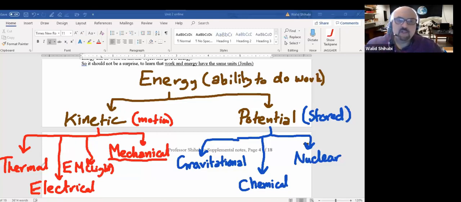We can actually put all types of energy in one of those 7 categories: thermal kinetic energy, electrical kinetic energy, electromagnetic kinetic energy, mechanical kinetic energy, gravitational potential energy, chemical potential energy, and nuclear potential energy. And those types of energy can be converted from one form to another.